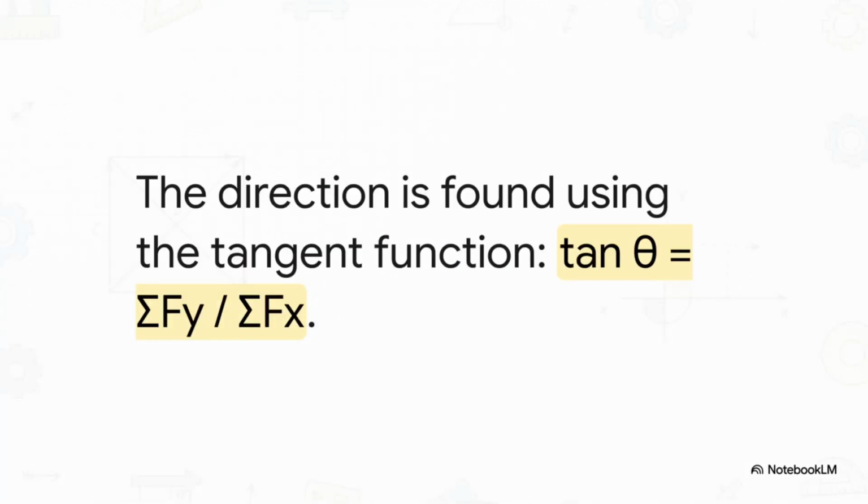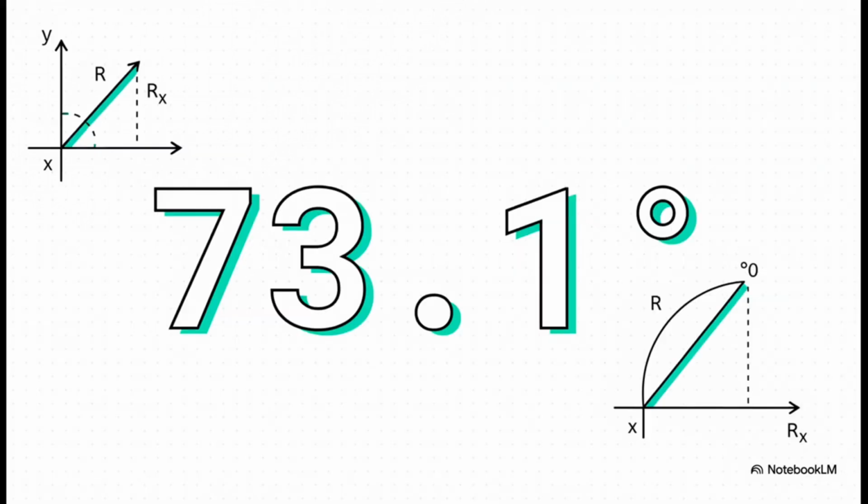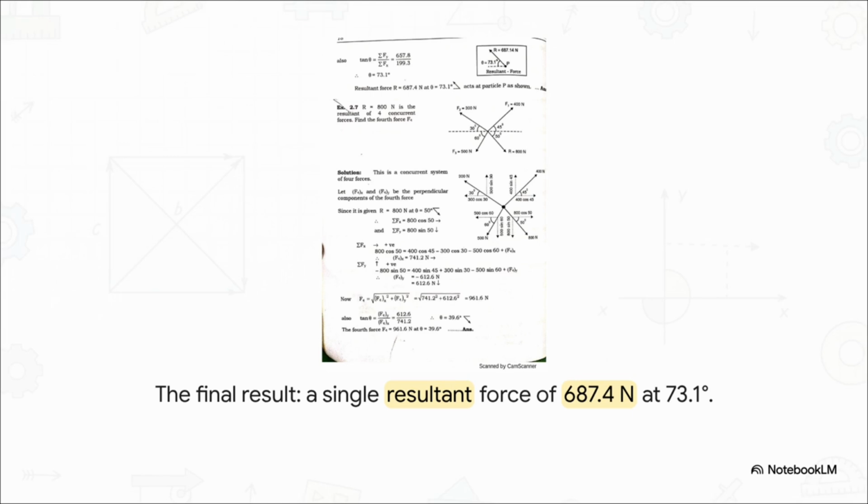So what about the direction? Well, for that, we use the tangent function. The tangent of our angle, theta, is simply the total vertical force divided by the total horizontal force. The calculation gives us an angle of 73.1 degrees, and that's the angle that the resultant force makes with the positive horizontal, or x-axis. And there it is, the final result. All four of those initial forces acting on that particle can be replaced by this one single resultant force of 687.4 newtons acting at an angle of 73.1 degrees. And it has the exact same effect. Now that is the power of this method.